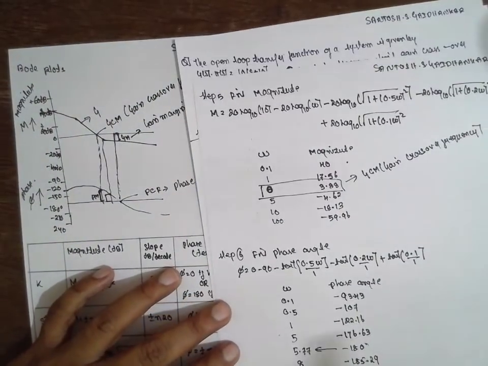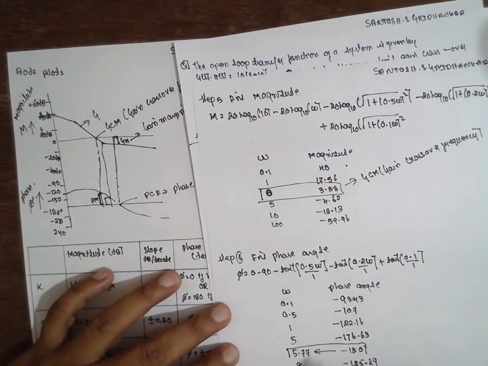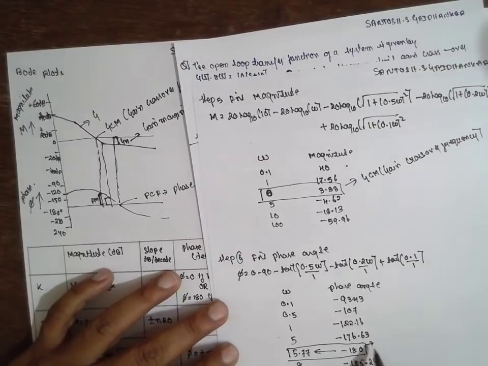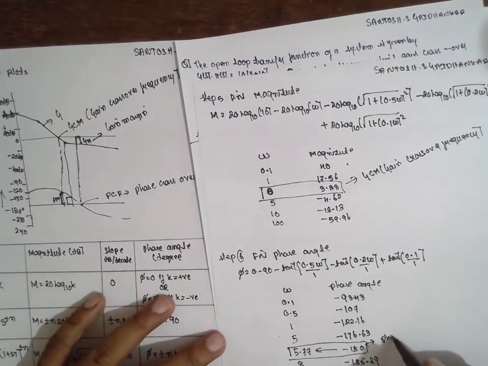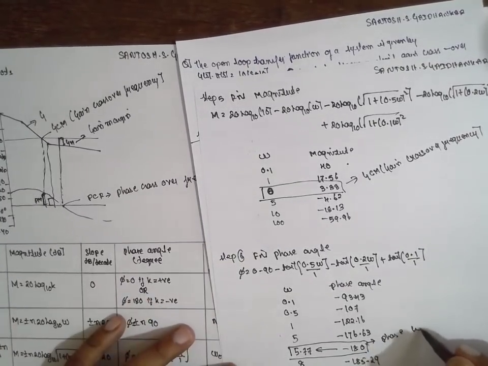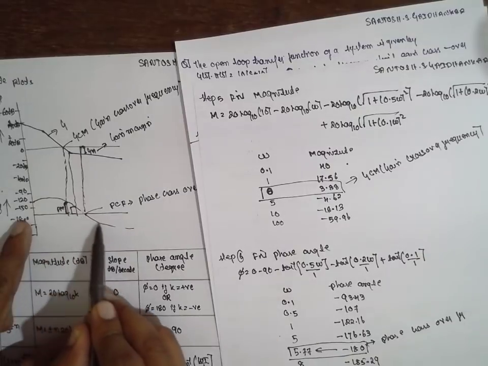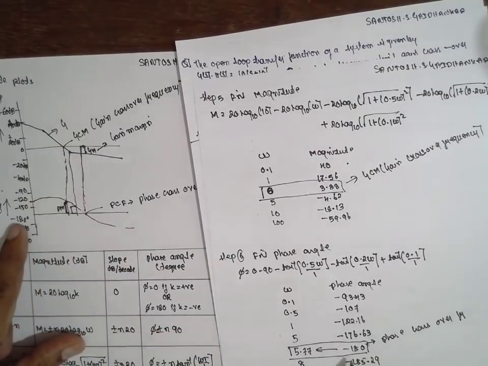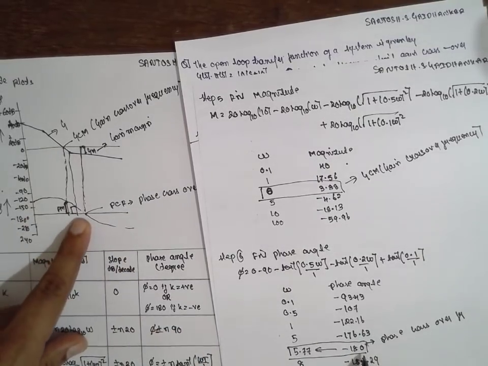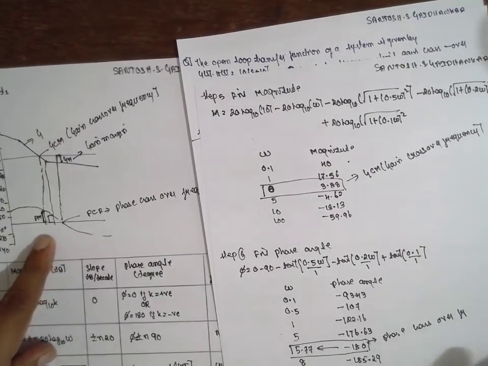Now this value, particularly this value, we are considering as the phase crossover frequency, because at this point this line is going to cut, because 180 we are considering as zero here. At this point, at what point? At omega 5.77, the phase crossover frequency cuts.